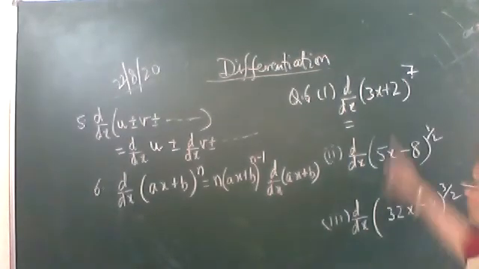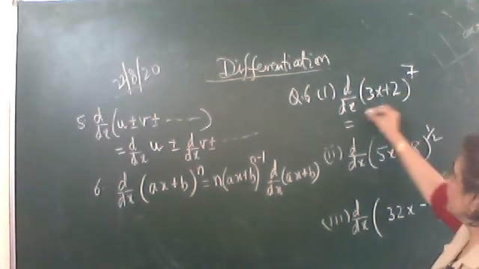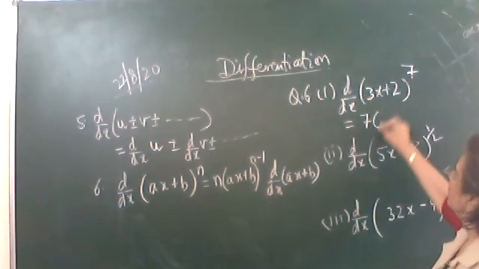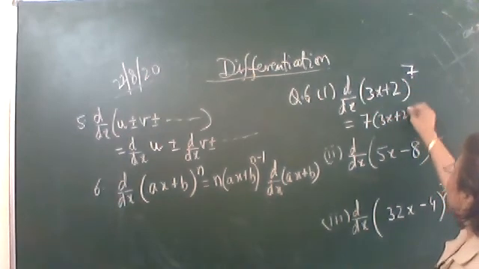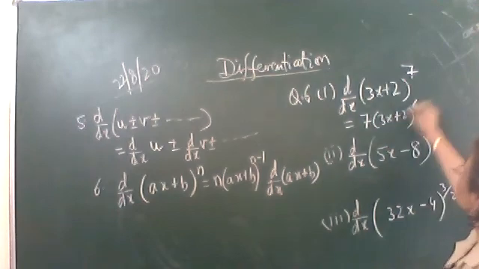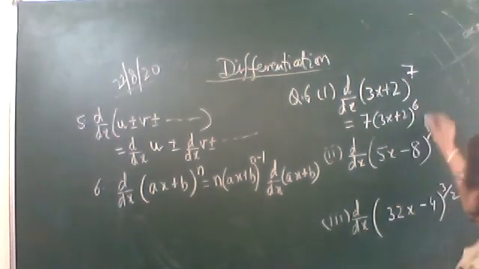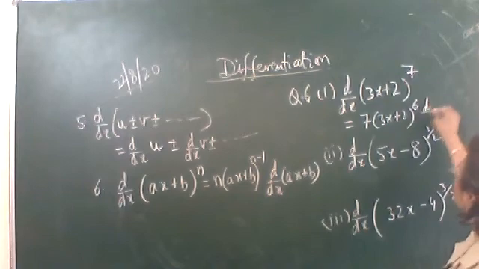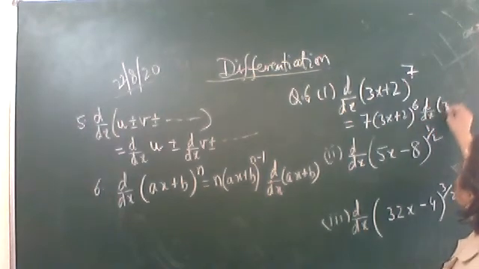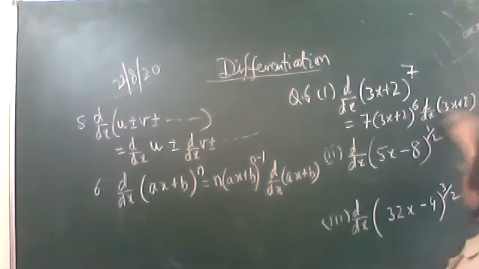Yes, done the first one. N, what is n over here? 7. (3x plus 2) raised to the power 7 minus 1 is 6, into d by dx of 3x plus 2. Now you have to differentiate. You cannot stop it here. Further it has to be solved.